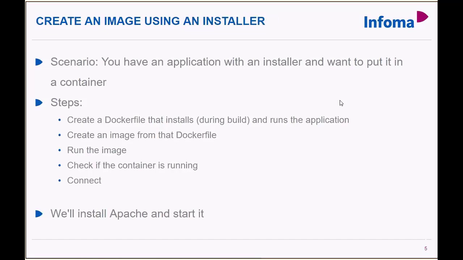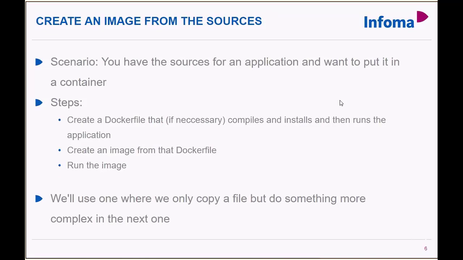Okay, so this was the second example, how to install a base container application using an installer. You could do the same using an MSI, just make sure that it doesn't have any graphical user interface interaction, so it has a quiet install mode, and you don't get anything in there. Next: creating an image from the sources.